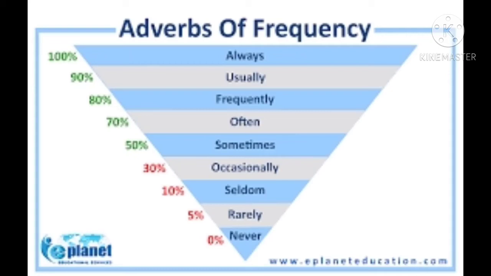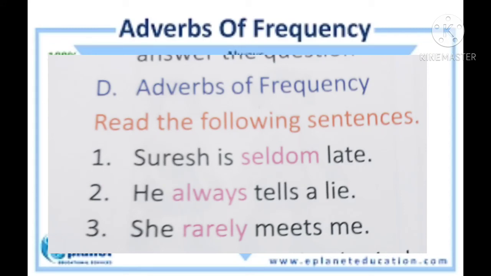We have some examples on the screen like always, usually, frequently, often, sometimes, occasionally, seldom, rarely, never. So adverbs of frequency tell us how often someone does something. Like he always tells a lie. How often does he tell a lie? He always tells a lie.